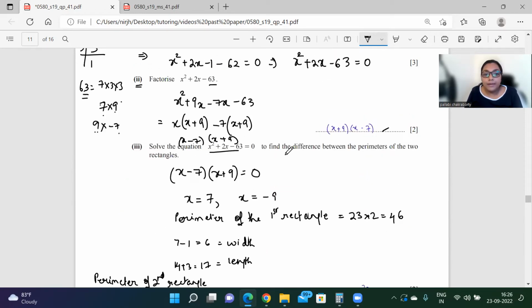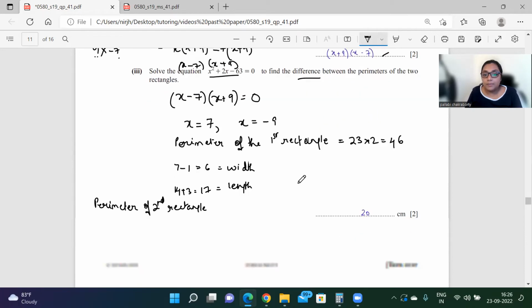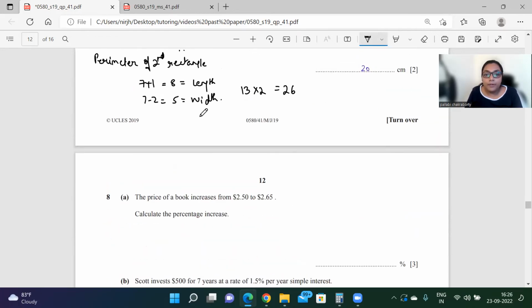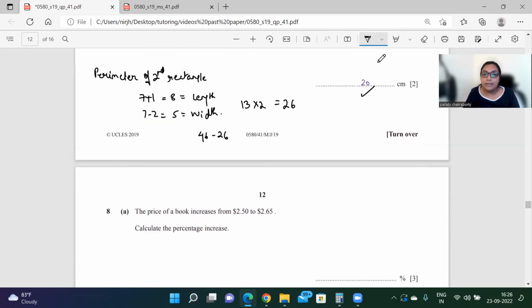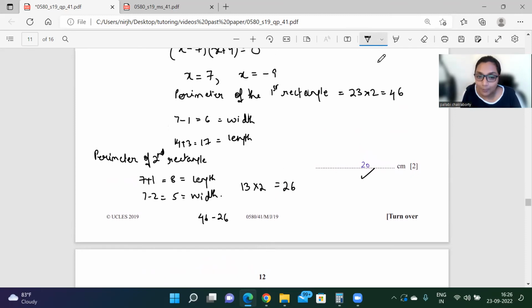So what do you need to find? You need to find the difference between the two perimeters. That will be 46 minus 26, which is 20 centimeters. And that is where we will stop today.